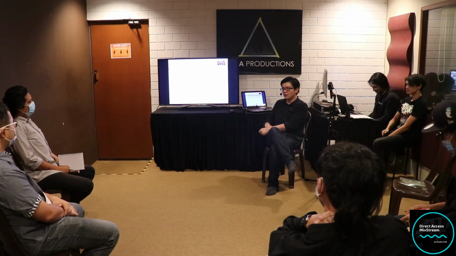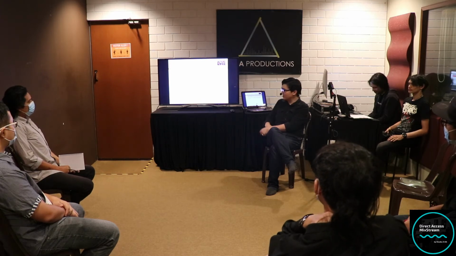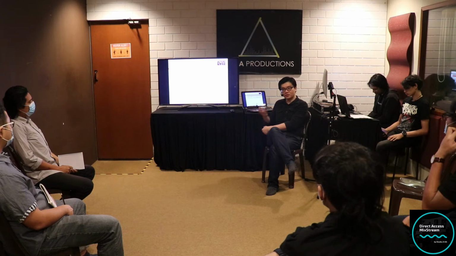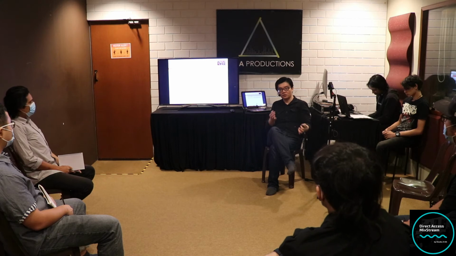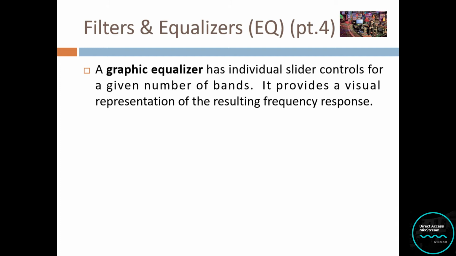Now there's also one type of EQ that I think a lot of you are very familiar with. The graphic equalizer. A graphic EQ has individual slider controls for a given number of bands. So you have a 31 band EQ. Sometimes on a guitar pedal, it's less, like a 7 band EQ, 14 band EQ, and so on. It provides a visual representation, so it's easy to use because you can visually look at how the frequency curve is when you set the settings.